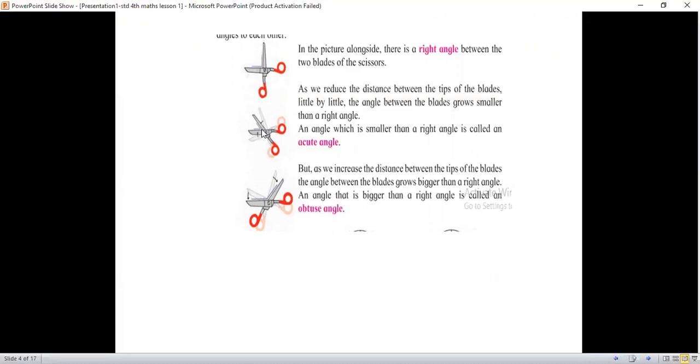So acute angle is smaller than the right angle. You can see the right angle here. So acute angle is smaller because when the blades are made smaller than the right angle, it becomes an acute angle. And when it is made wider than the right angle, it becomes an obtuse angle. So an angle bigger than the right angle is an obtuse angle and an angle smaller than the right angle is called an acute angle. So in this way there are three types of angles: right angle, acute angle and obtuse angle.